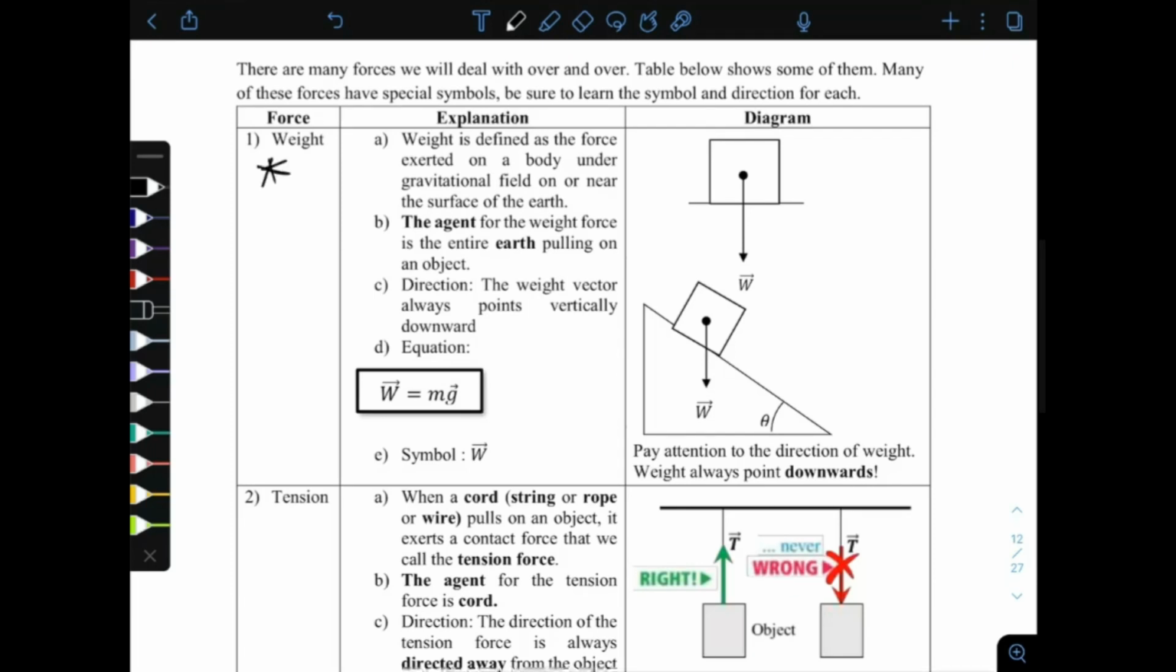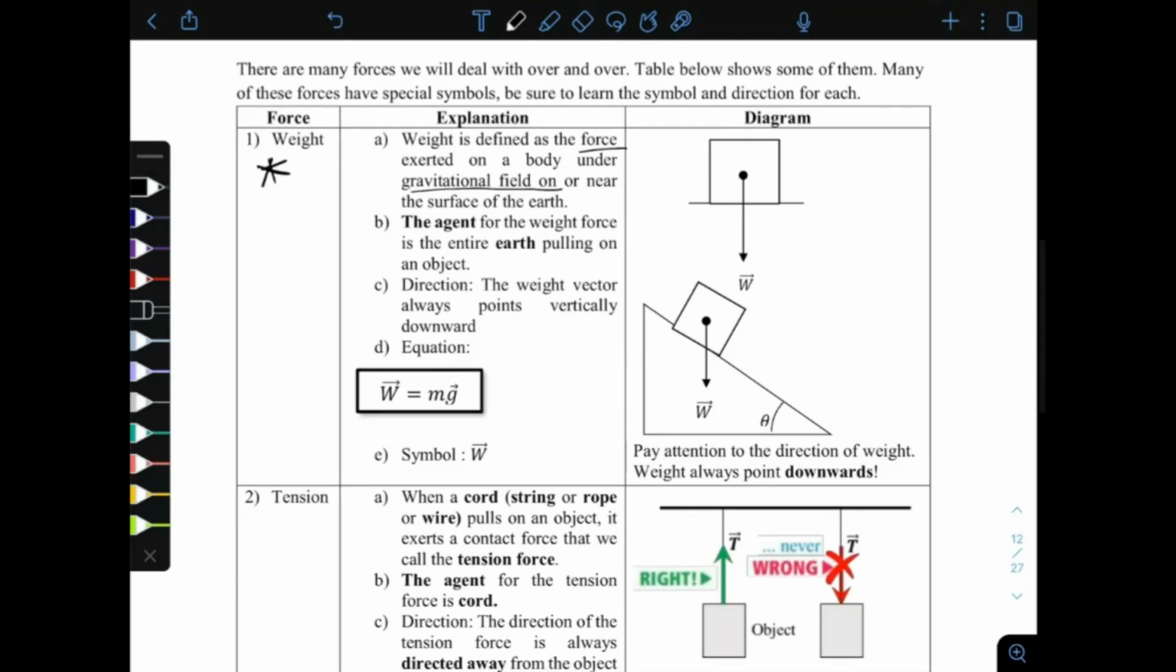Okay, do not get confused weight with your berat. Okay, berat kamu itu kita panggil mass. Weight here is the mass multiplied with the gravity. Weight is defined as the force exerted on a body under gravitational field on or near the surface of Earth. So any object that has mass, apa sahaja objek yang ada berat will experience the weight force. Okay. Sekecil-kecil pensel kamu yang ada atas meja pun akan experience weight force.